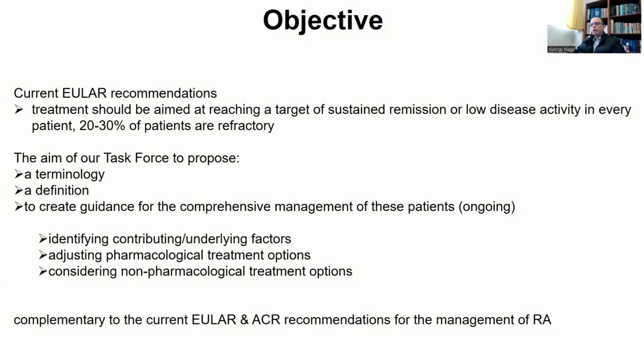And that's why a few years ago we initiated a new work inside EULAR. The task force which deals with this work tries to take care of these 20 to 30% of patients, to create a terminology for these patients, to define this patient population, and also to create a guidance for the management of these patients. Basically, we try to identify contributing underlying factors, to adjust pharmacological and also to consider non-pharmacological treatment options. What we did, and what I will try to explain shortly, is completely in line with the current EULAR and ACR recommendations and the ACR guideline for the management of difficult to treat rheumatoid arthritis, and most of these are already published.